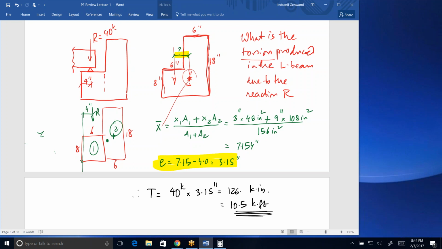Sometimes that's not so great, especially if you're converting all your feet to inches. Imagine taking moments, right? You're going to take moments of a force multiplied by 5 feet. Now, instead of multiplying the force by 5, all of a sudden you're multiplying by 60, and you're dealing with much bigger numbers. So sometimes people find it convenient to just stick with feet, get the moment in kip feet at the end, and then convert the final answer to kip inch. But don't forget that last step, is what I'm saying.